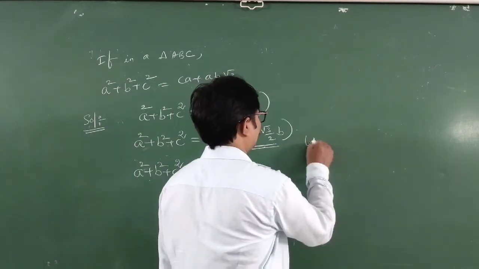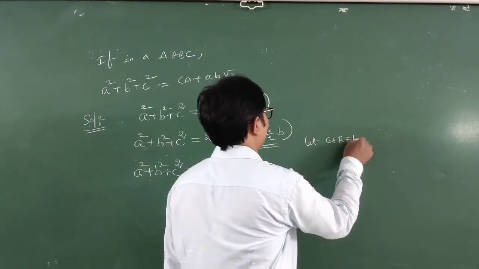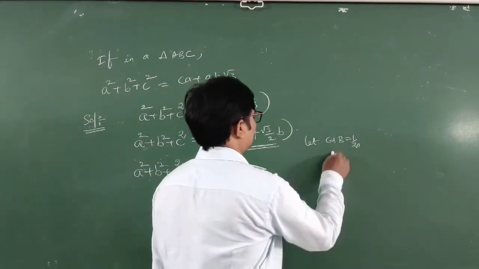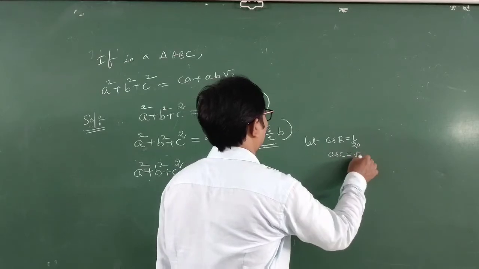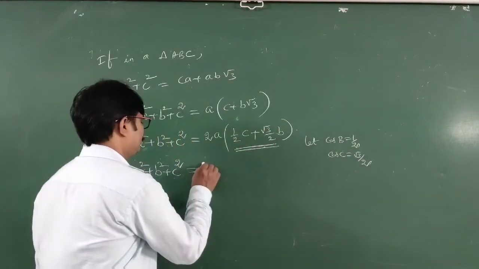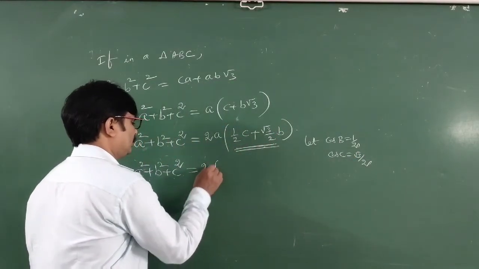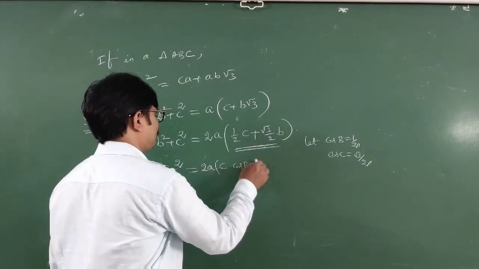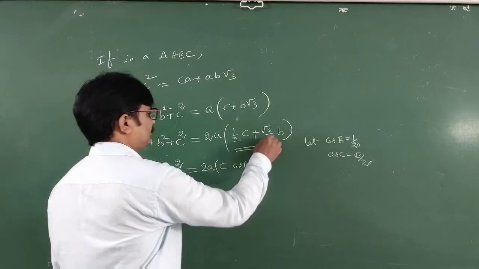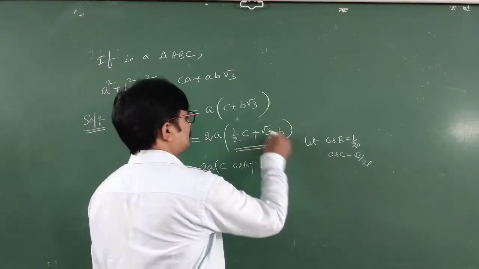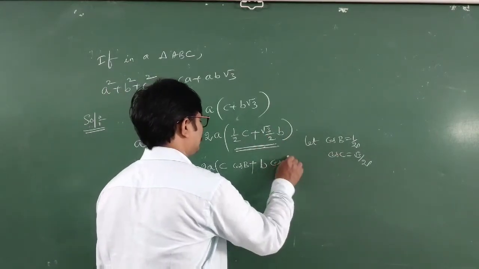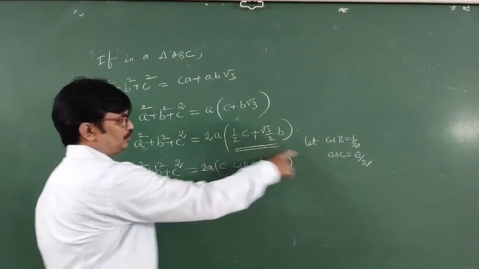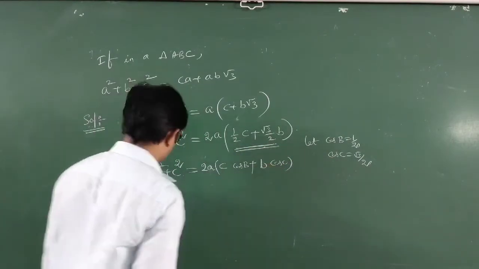My dear students, let cos B equal 1 by 2, and cos C equal root 3 by 2. How can you write this? When we take 1 by 2 as cos B, this is c cos B. After that, b cos C. So 1 by 2 is cos B, that is c cos B. Root 3 by 2 is cos C, that is b cos C.